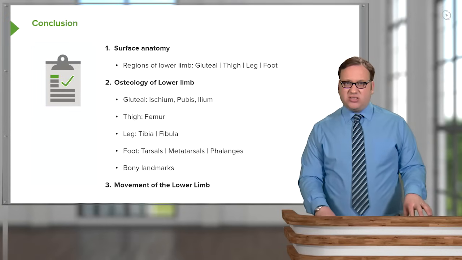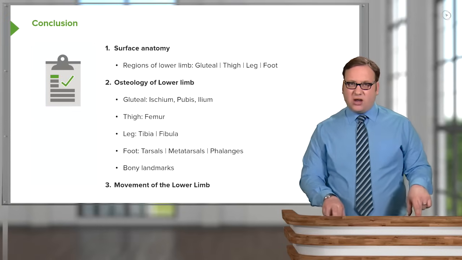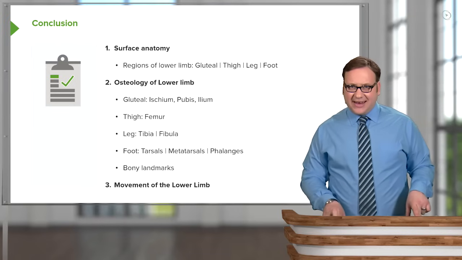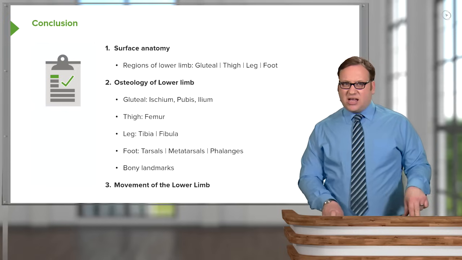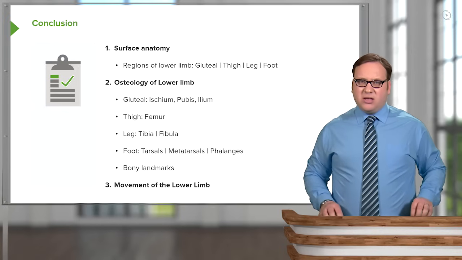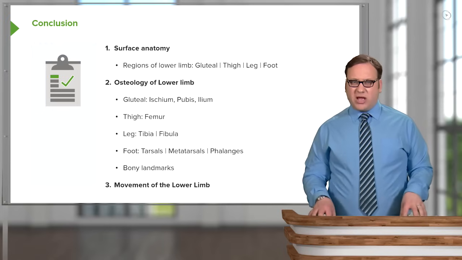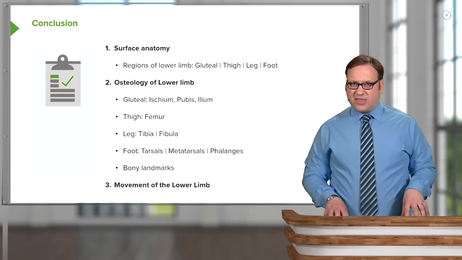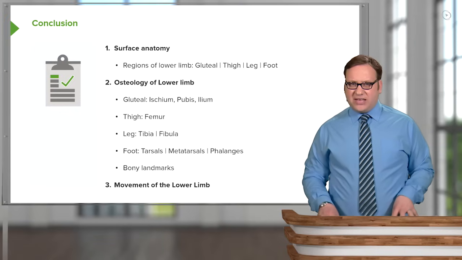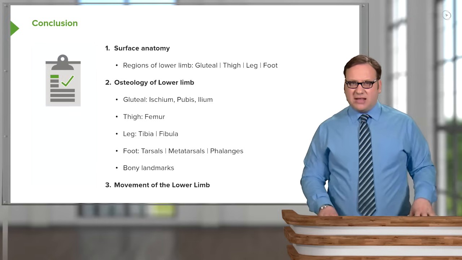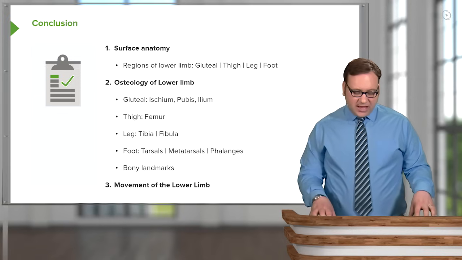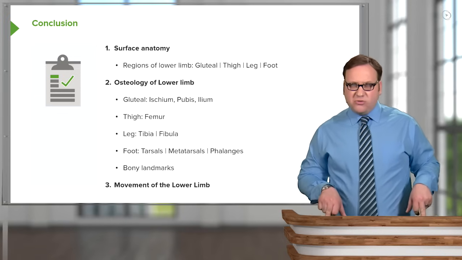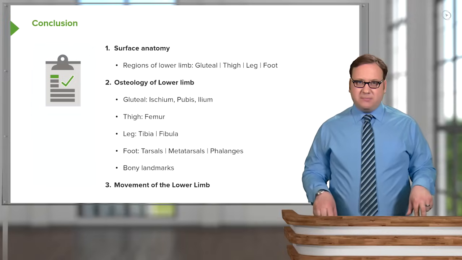So in this lecture, we've looked at the surface anatomy of the lower limb, the inferior appendicular skeleton, to look at the gluteal, thigh, leg and foot regions. And then we've looked at the osteology of the lower limb. We've looked at the gluteal region where we had the ischium, the pubis and the ilium of the hip bone. We looked at the thigh with the femur, the leg and the tibia, fibula, and then the foot, looking at the tarsals, metatarsals and phalanges, and looking at some bony landmarks on these bones. And then to finish, we briefly looked at the movement of the lower limb.